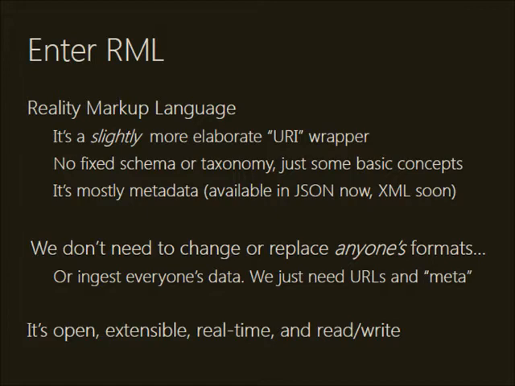It's mostly metadata. And when I say mostly, the stuff that's not is basically the content that we're putting out also. And it's in JSON now. We'll have an XML version soon. The key thing to understand is that we don't need to change or replace anyone's format or ingest their data. We just need the URLs and metadata. So we might extract out of some KML file the author, the date, the location. We might store those things so that we can connect it up better.